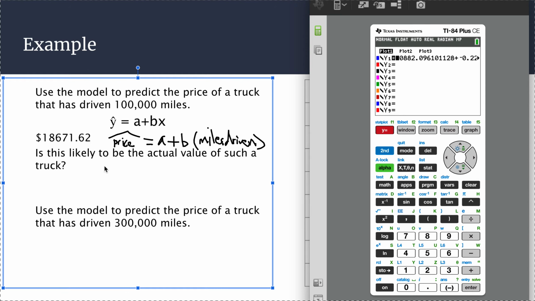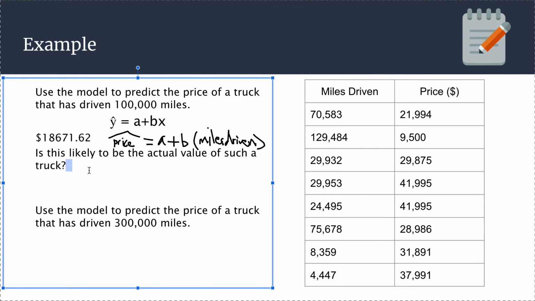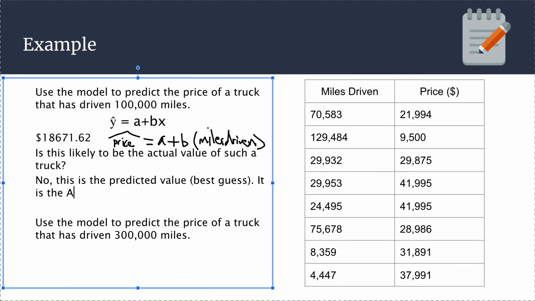So is this likely to be the actual value of such a truck? Answer here is no. This is the predicted value. Think of it as your best guess, but actually in many ways it represents the average value, the mean value, if you will, of a truck that has that given mileage. So we're saying not that this is what a truck will cost. We're saying this is what we predict. It's the best guess. It's the average value of what a truck with that mileage would cost.